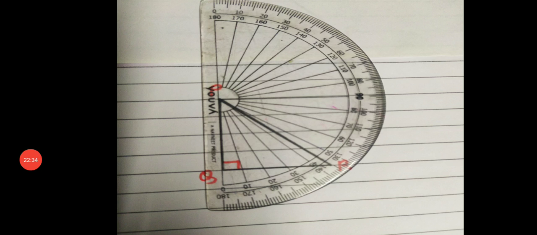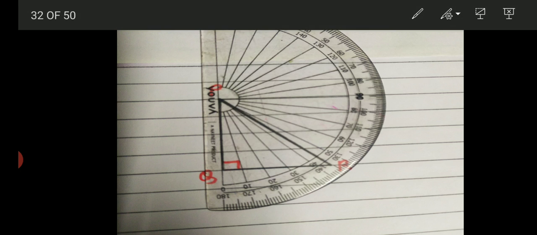Now if you see over here, I have shifted the position of the protractor, and now I have placed the midpoint of the protractor on point P. Can you see over here? The midpoint. Now, since I have placed it on point P, I am going to measure the angle P.